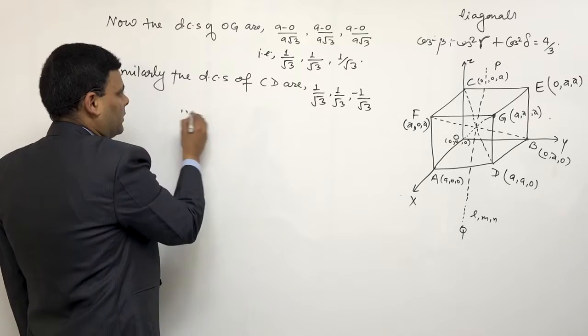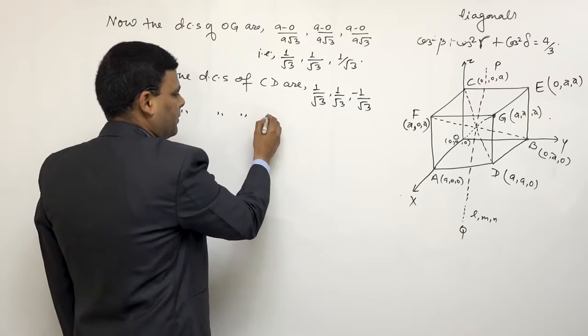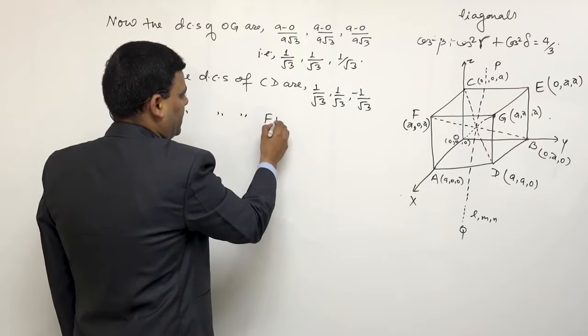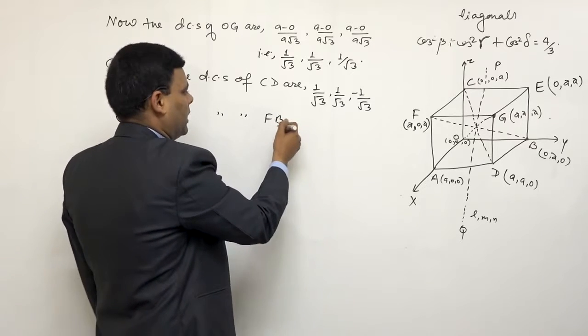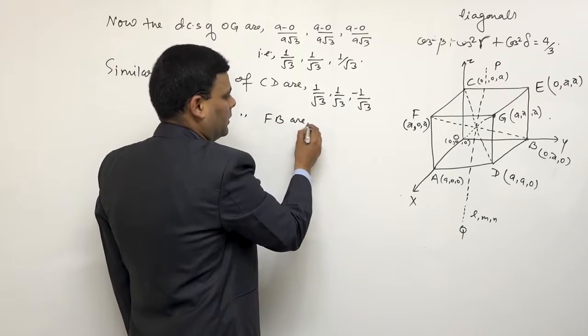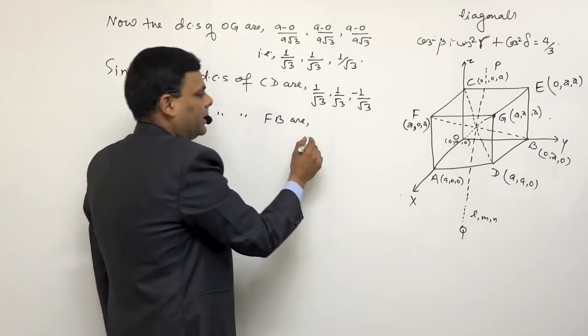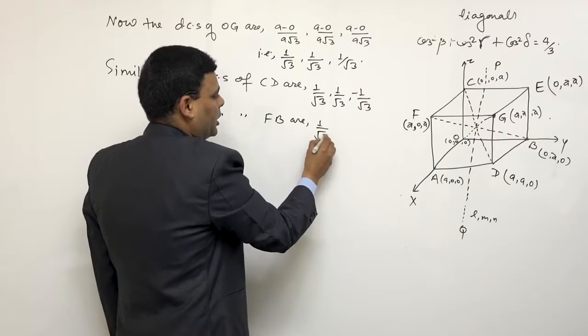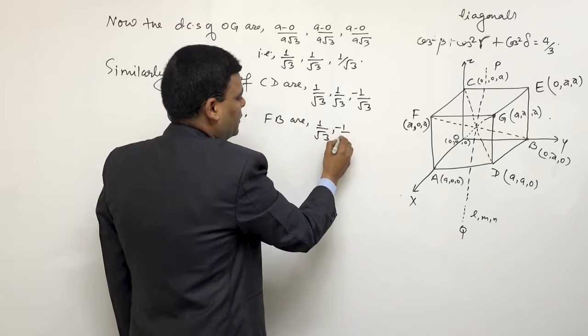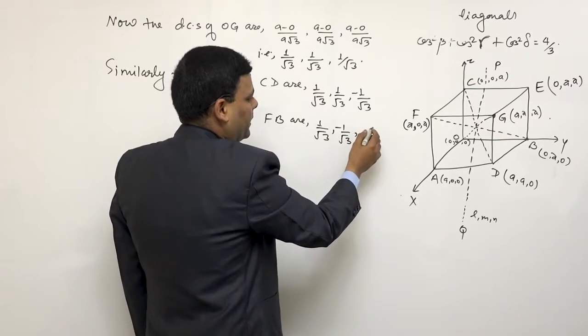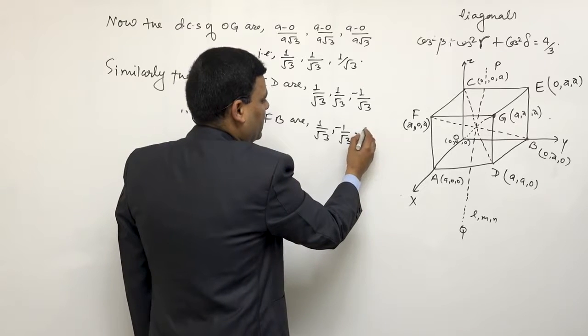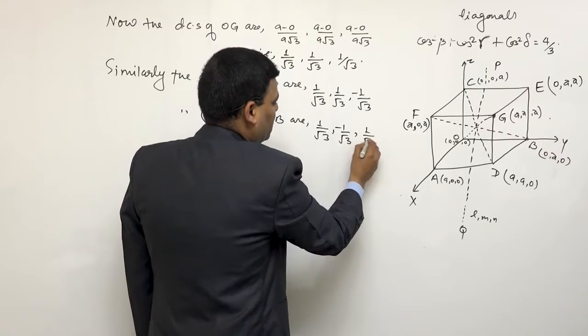The direction cosines of FB are, now for F and B, subtracting gives 1 by root 3, minus 1 by root 3, and 1 by root 3.